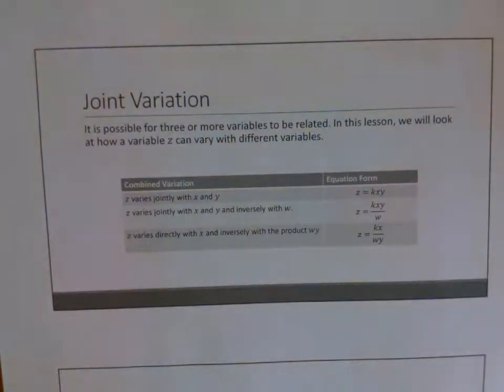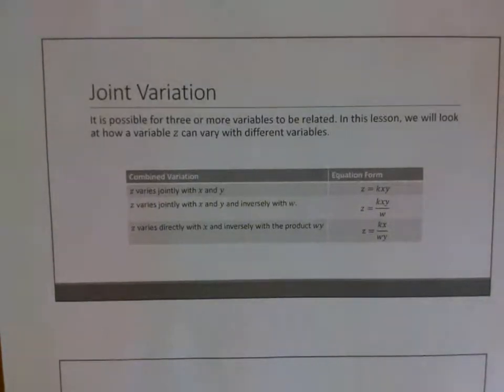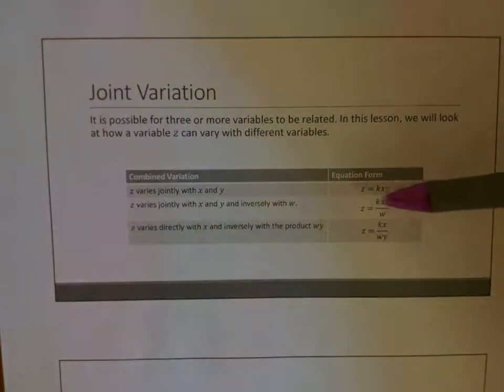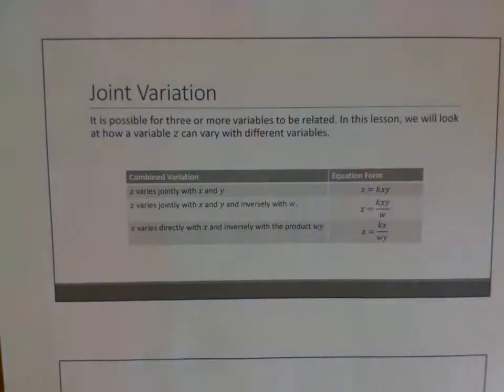So it says that z varies jointly with x and y. And so I can see that it's taking a constant and multiplying it by 2 things. It could also be by 3 or 4 things. Jointly just means that there's more than one thing being multiplied, so 2 or more. Then for the next example, z varies jointly with x and y and inversely with w. So jointly means 2 or more things being multiplied, and then inversely means divide. So that's why we've got k times xy, but then I've also got my constant divided by w. So there's that inverse variation.